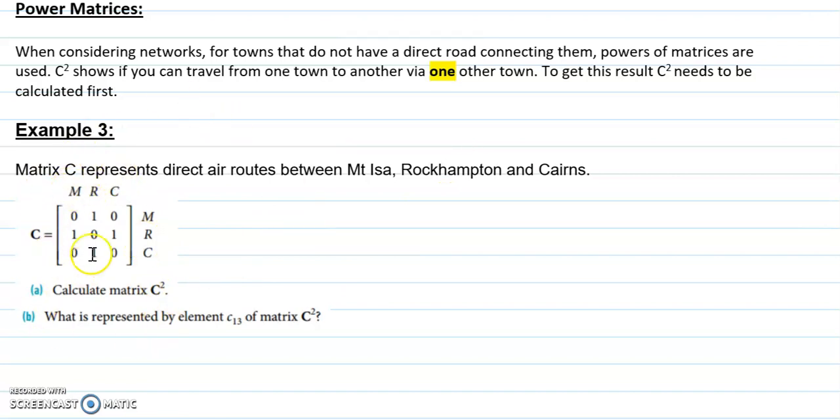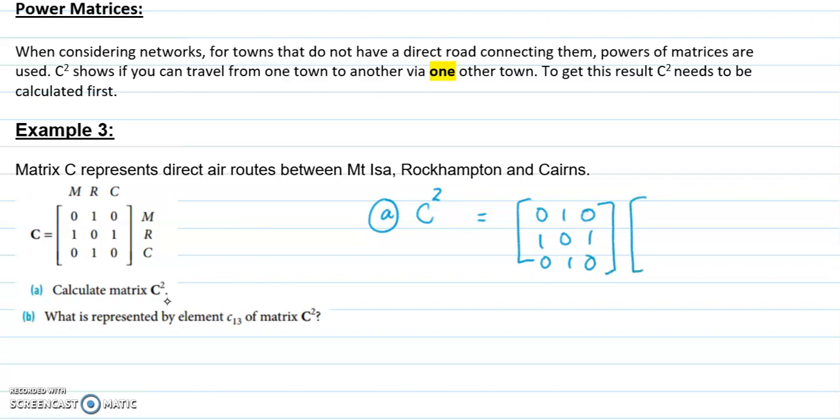For this example, this matrix represents direct air routes between Mount Isa, M, Rockhampton, R, and Cairns, C. Okay, so the first thing we need to do is to calculate matrix C squared. Now to do that, you just basically calculate C squared, which means you multiply the matrix by itself. So the matrix 0, 1, 0, 1, 0, 1, 0, 1, 0. Multiply that by itself.